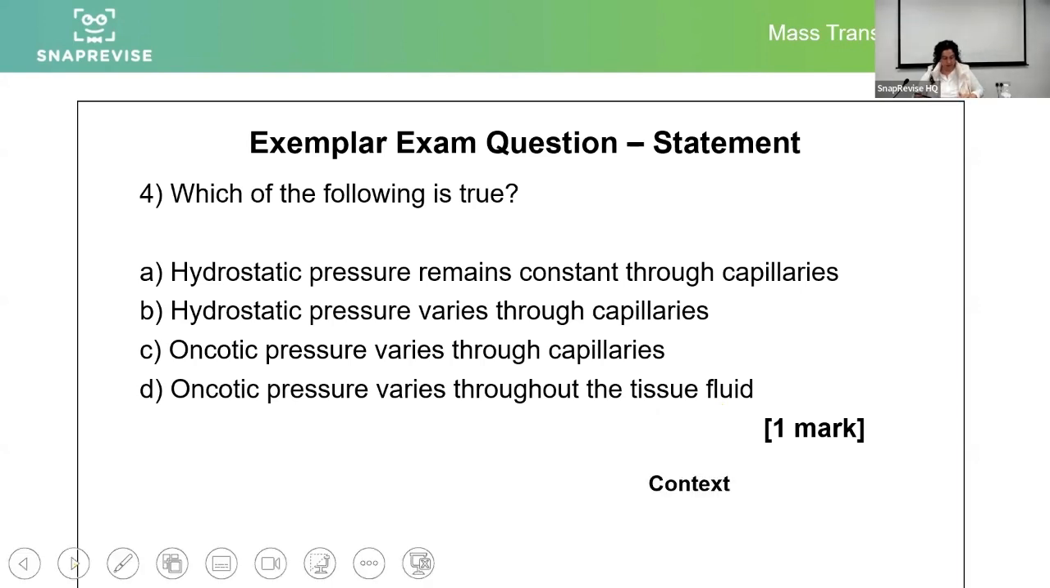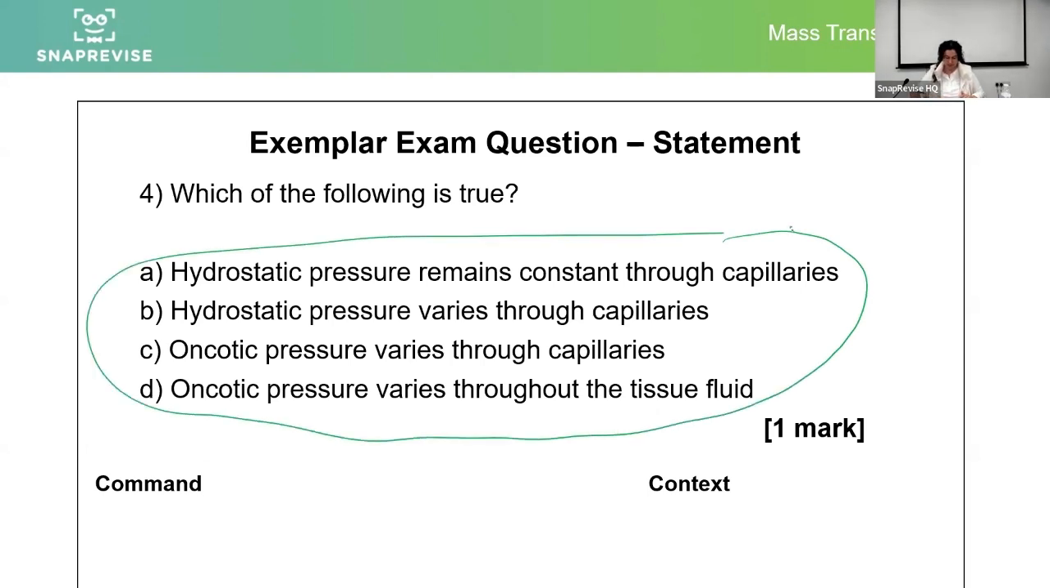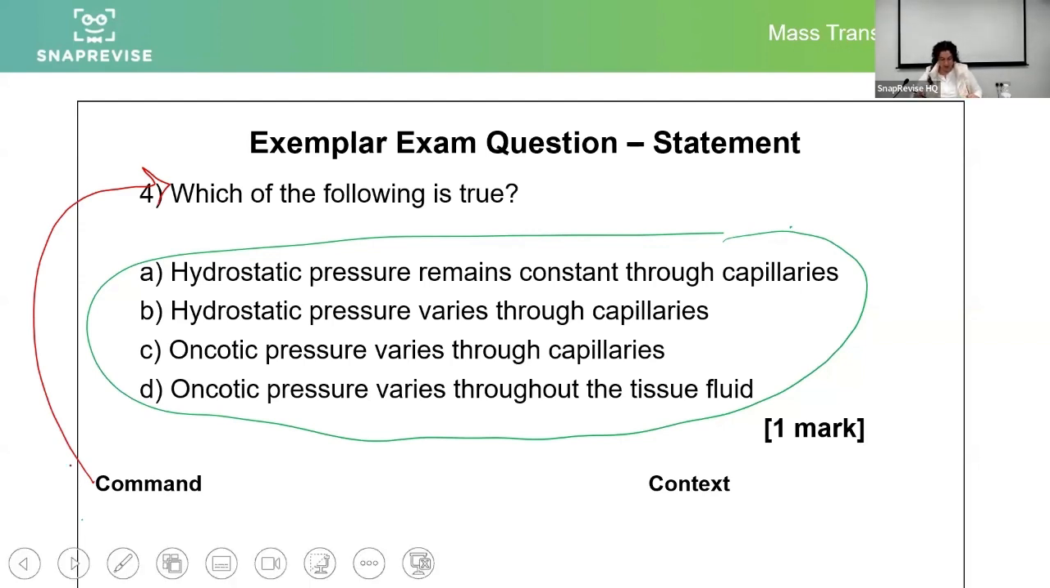I'm going to let you guys do that, but before, let's look at our context. Our context is basically all of these possible answers. Our command is that we are explaining which of the following is true. So have a go at finding this. Note that these all sound roughly correct, don't they? So you're going to have to pay really close attention to the exact phrasing.